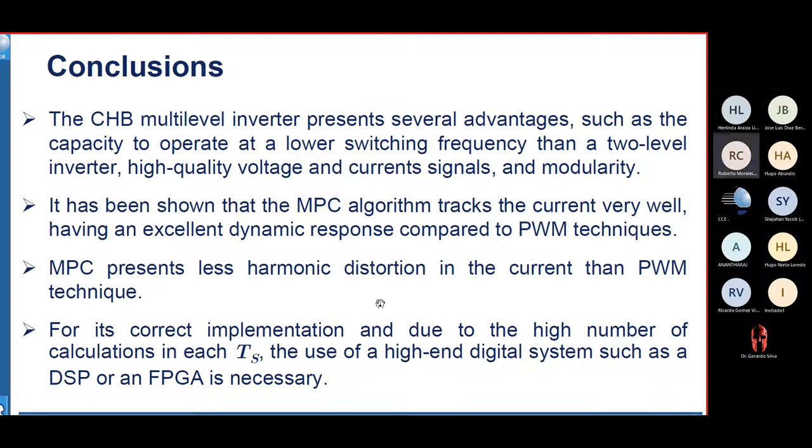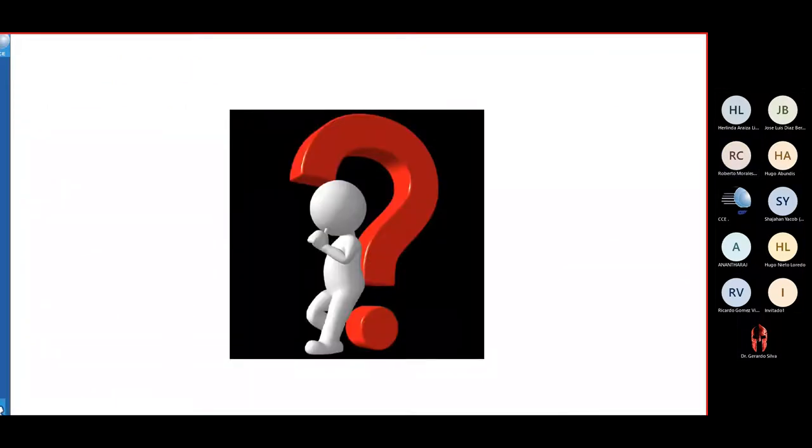MPC presents less harmonic distortion in the current than the PWM technique. And I should say that for this current implementation, and due to the high number of calculations in each sampling time, the use of a high-end digital system such as a DSP or FPGA is necessary. Questions?